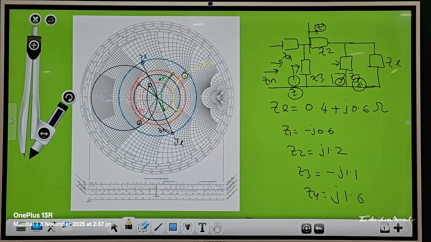Next lecture we will talk about your last topic, that is the compressed Smith chart as well as the frequency response. Thank you.